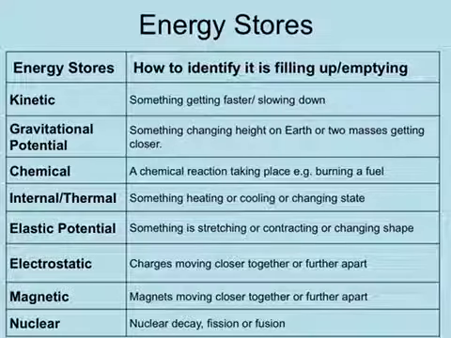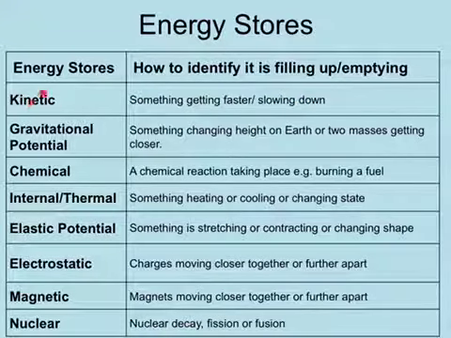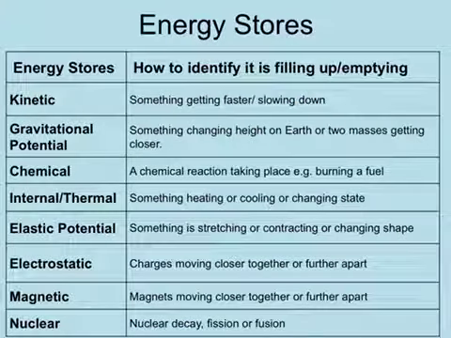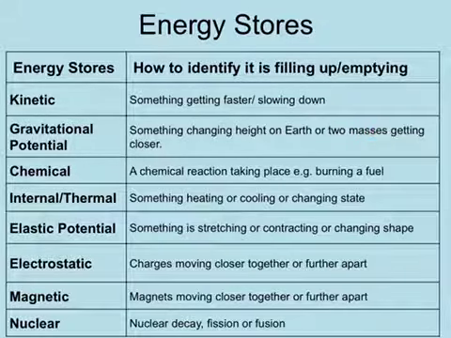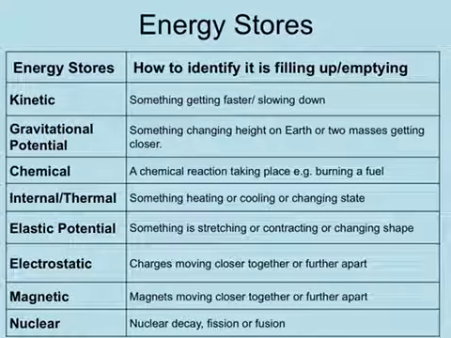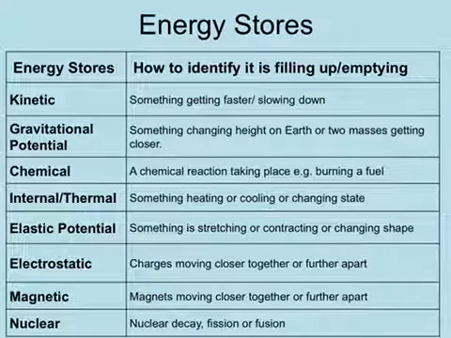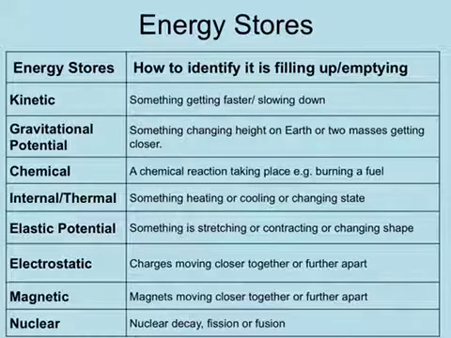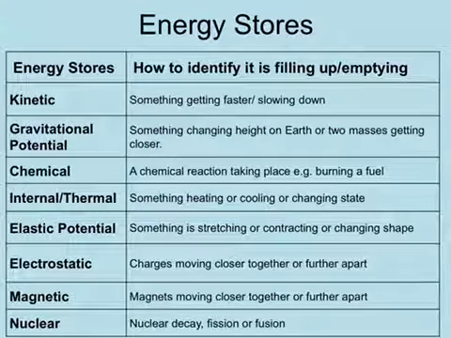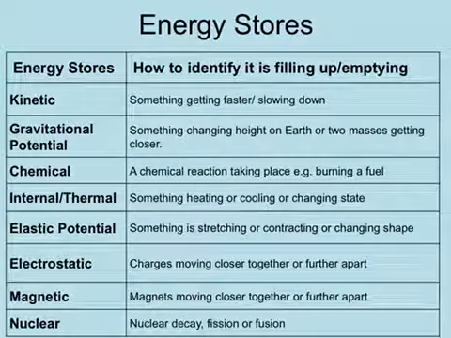Okay, hopefully you have realised that something getting faster or slower is to do with the kinetic energy store. Something changing height on Earth or two masses getting closer together is about the gravitational potential store. A chemical reaction taking place, for example burning fuel, involves a chemical store. Something heating or cooling or changing state would be the internal or thermal store. Something which is stretching or contracting or changing shape is to do with the elastic potential store.